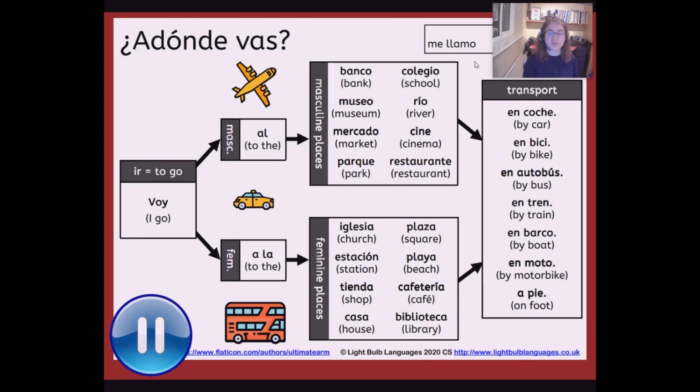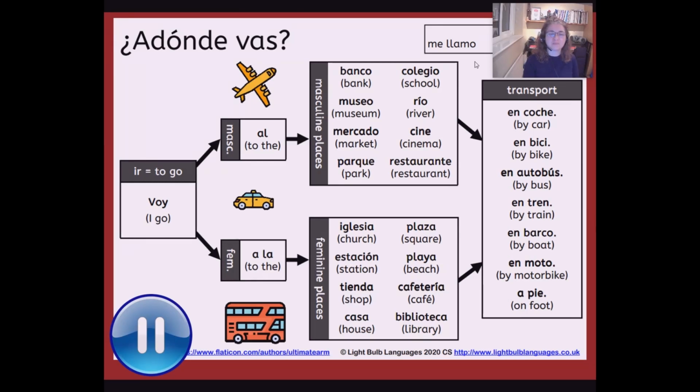So how have you done with those 10 sentences? Do they all start with "voy"? Do they all have "al" or "a la" in the right place? And you haven't written "al", "a", it says "a la" for the feminine places. And have they all got a transport on the end?